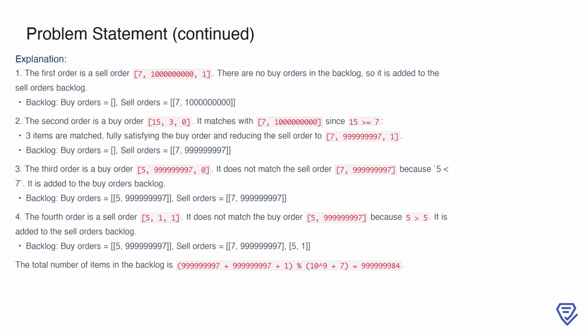The second order is a buy order for 3 items at a price of 15 or lower. It matches with the first sell order because 15 is greater than or equal to 7. 3 items are matched, which fully satisfies the buy order and reduces the sell order to [7, 999999997, 1].